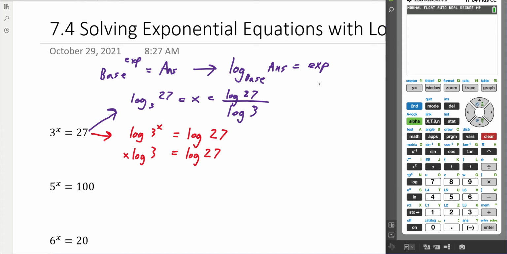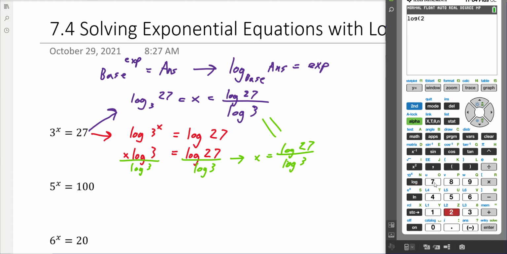And then we can take our log of 3 and move it over to the other side, so x equals log 27 over log of 3. So either way is actually the same answer, and that shouldn't be surprising. Assuming both methods work, they should be the same answer. And now we can just plug it into our calculator.